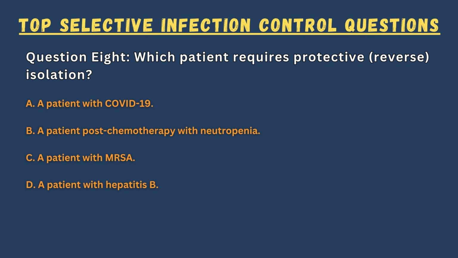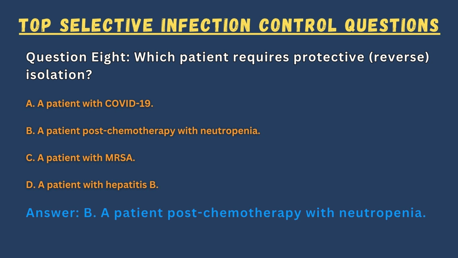Question 8. Which patient requires protective reverse isolation? A. A patient with COVID-19. B. A patient post-chemotherapy with neutropenia. C. A patient with MRSA. D. A patient with hepatitis B. Answer: B. A patient post-chemotherapy with neutropenia.